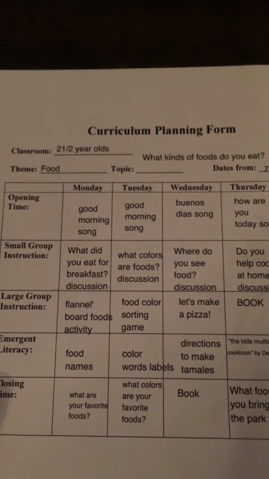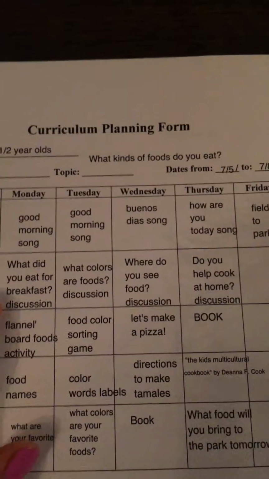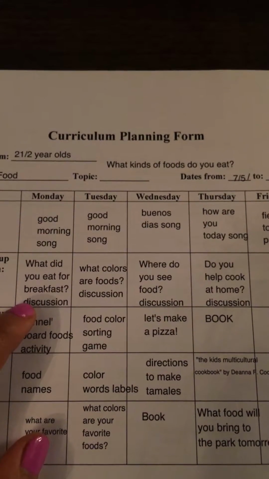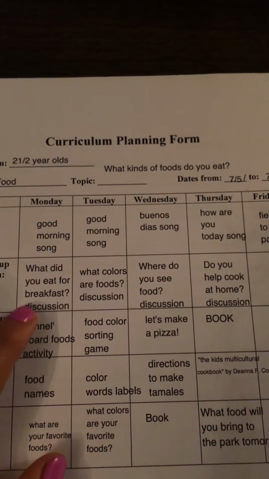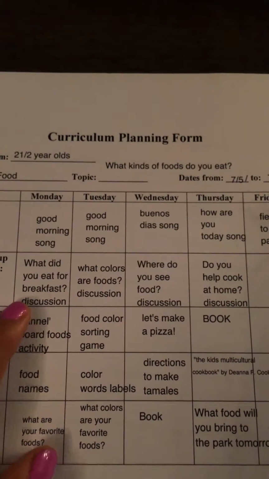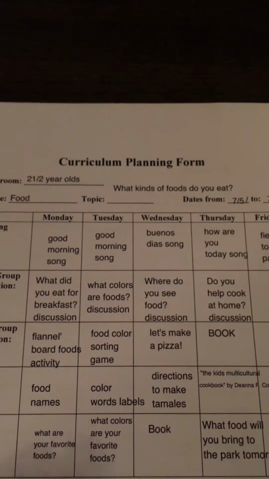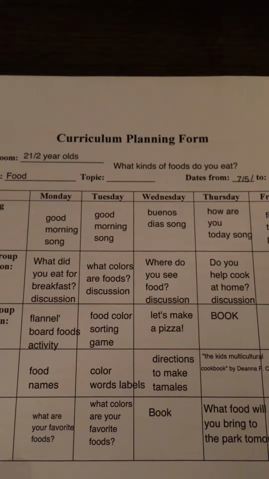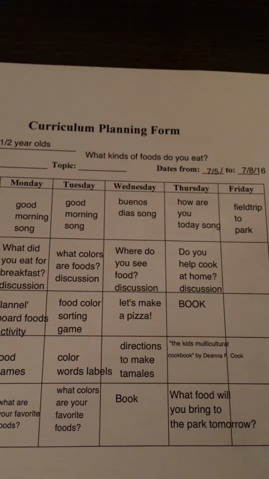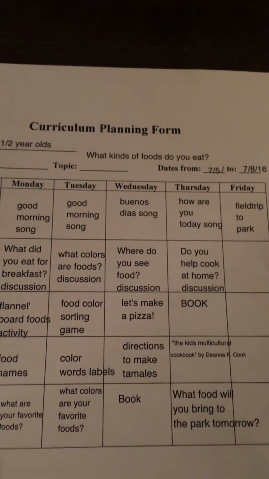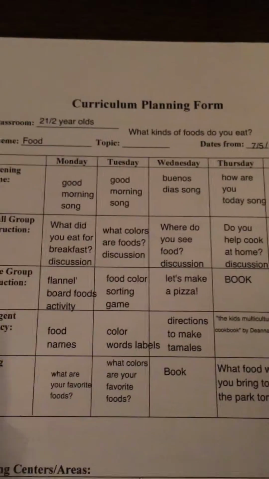For Friday, that was the only day we didn't have a good morning group time, because that would be our field trip to the park. For small group instruction, I would start with discussions. So the first day we would talk about what we ate for breakfast. The second day we would talk about what colors are foods. The third day we would talk about where do we see food. And then the fourth day we would talk about if we help cook at home sometimes.